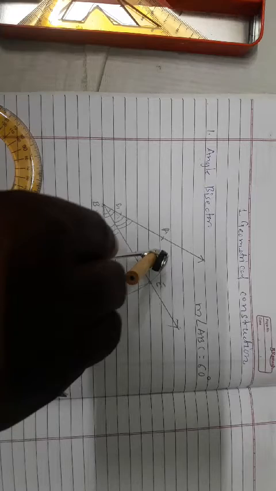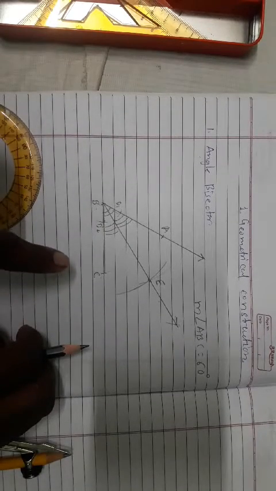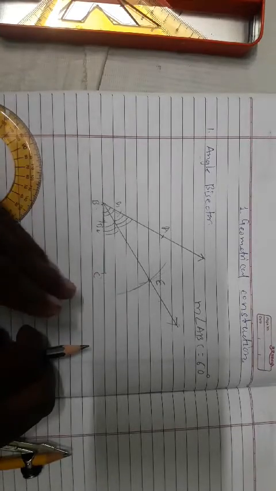Okay, then we have joined it. So this is the angle bisector. Hope you understood. It is very easy. If you want to understand it, watch the video, take it back and make it slow, and you can understand it very easily.